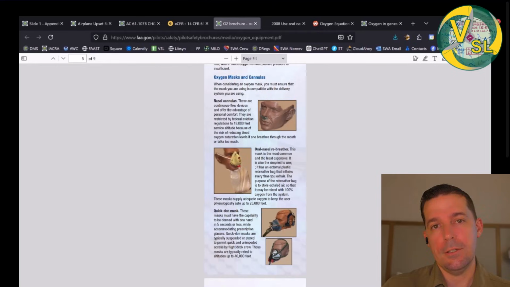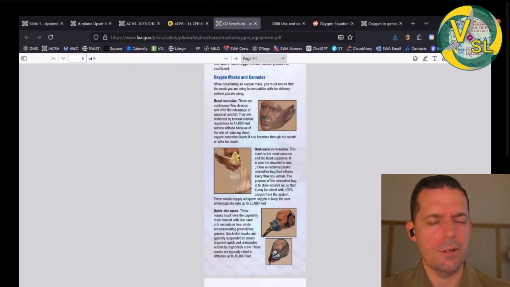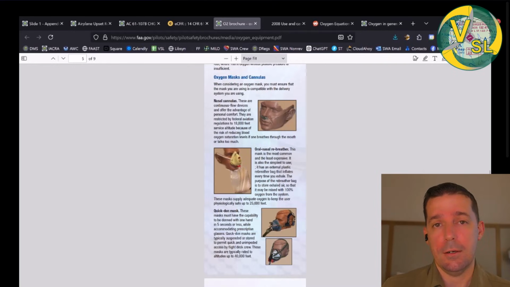And FAA regulations, these are actually in Part 23 and Part 25. I think there's Part 23 for the nose cannula. But anyway, it can't be used above 18,000 feet. So if you are flying a GA aircraft with an installed oxygen system and you're above 18,000 feet, you need to have a mask that's covering your nose and your mouth, not just the nasal cannulas. So these are just sending oxygen at a continuous flow.